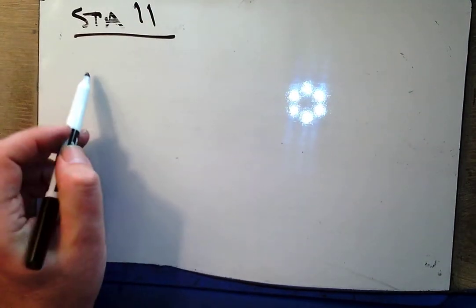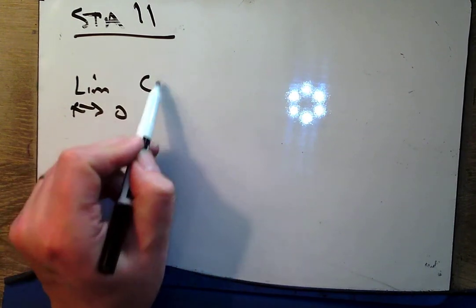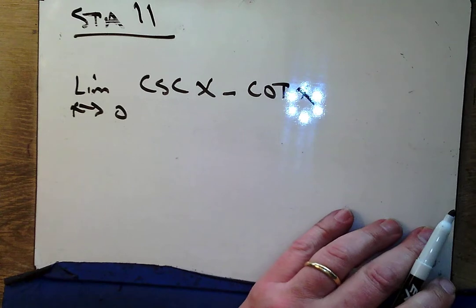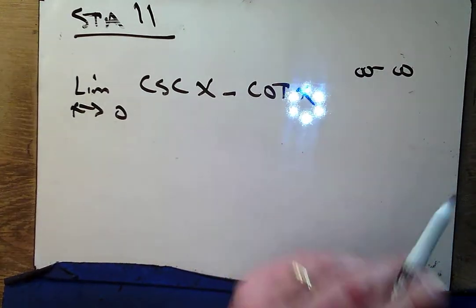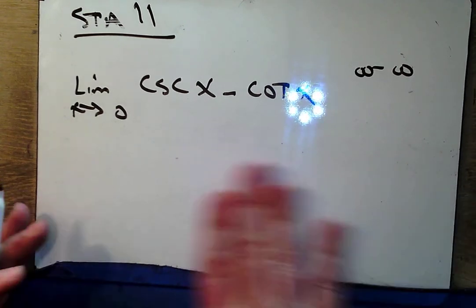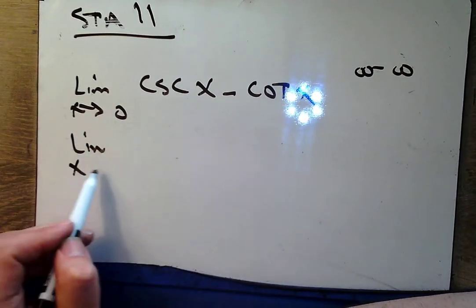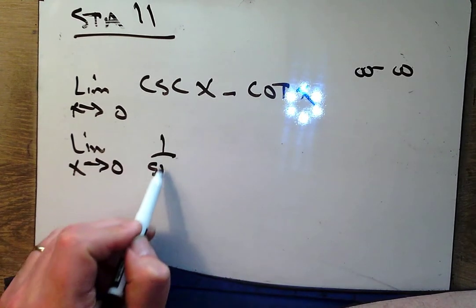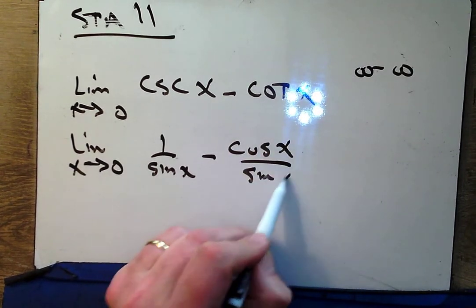Looks like more limits to evaluate. The limit as x heads to 0 of cosecant x minus cotangent x. Curiously, this is going to be that infinity minus infinity situation where we said we would usually make a common denominator. I don't see any fractions, so let's make some fractions. Cosecant is 1 over sine. Cotangent is cosine over sine.